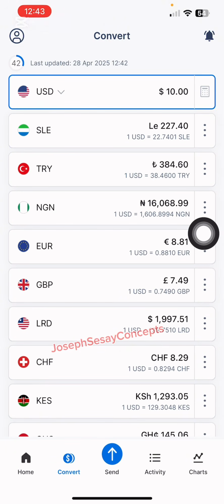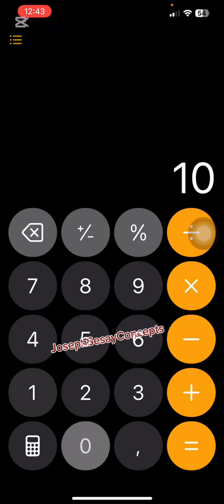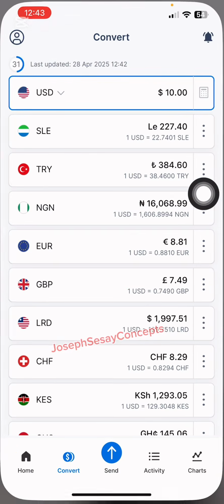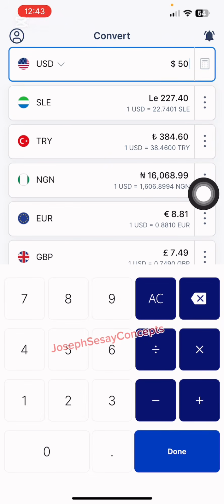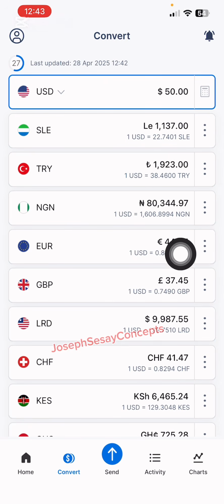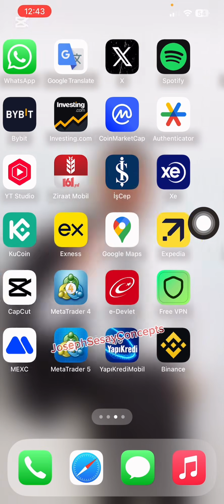Now you might say this is very small, but let's say $10 times 5, that's within 5 days going to be $50. I believe $50 is even more than the minimum wage in Sierra Leone and other countries like Nigeria. And you see, this is going to be realistic.